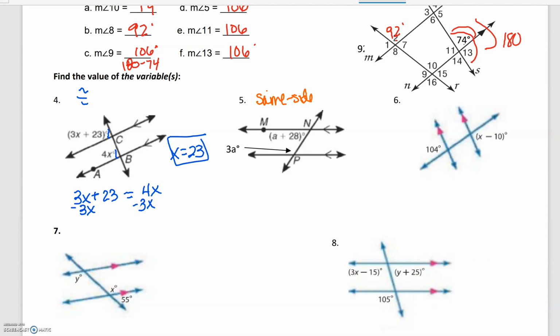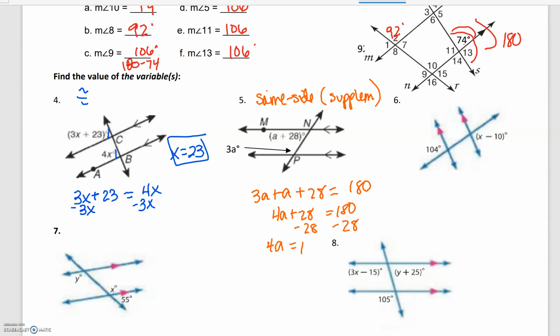All right, this relationship here, these are same side, right? And we know same side interior are supplementary. So these add up to 180. So we need to add them together and then set them equal to 180. So 4a plus 28 equals 180. And then subtract the 28. So 4a is equal to 152. And then divide by 4. So a is equal to 38.